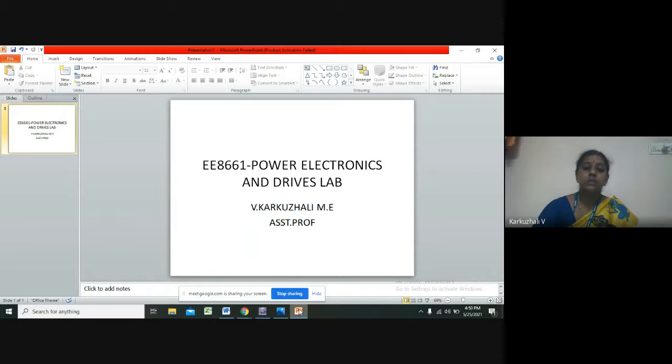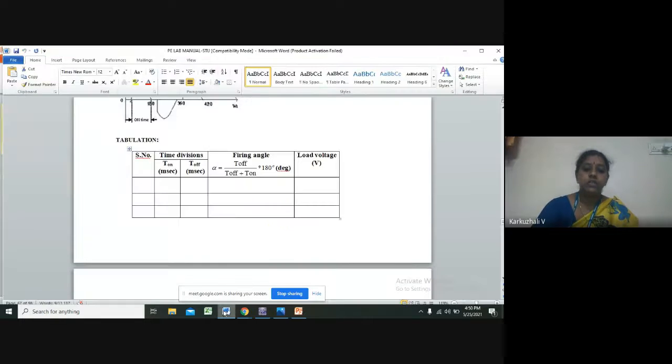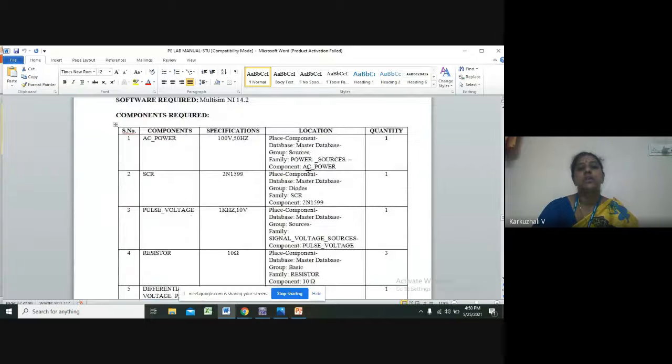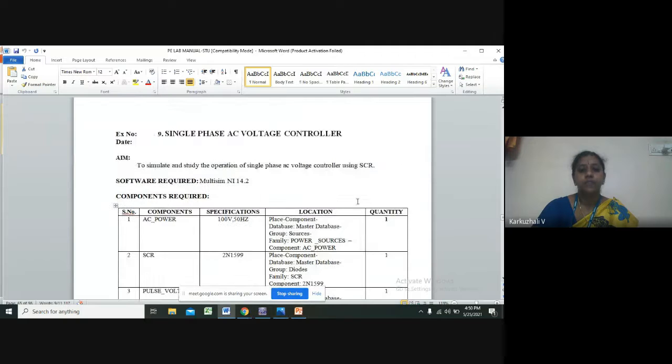Okay, so the experiment that we are going to see is the single phase AC voltage controller. So this is the single phase AC voltage controller manual. In this, the aim of this experiment is to simulate and study the operation using Multisim software. So the main thing is that the software being used is the Multisim software.